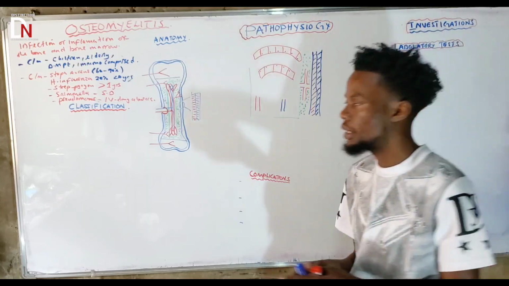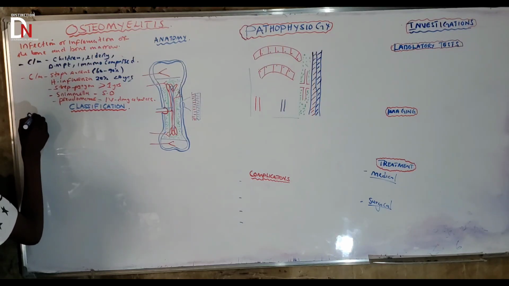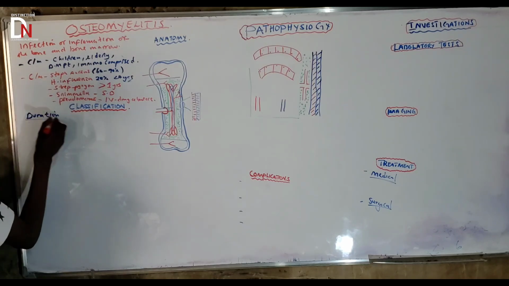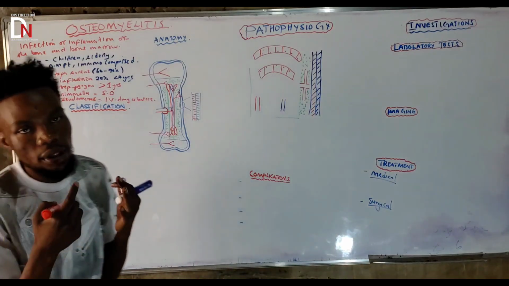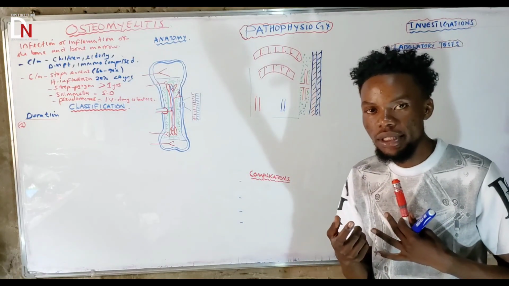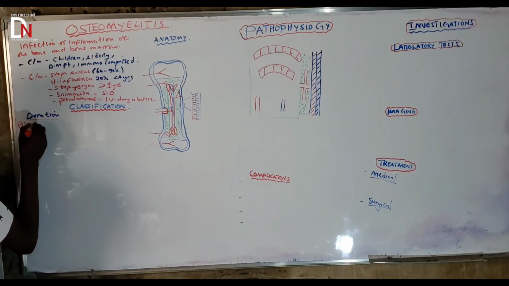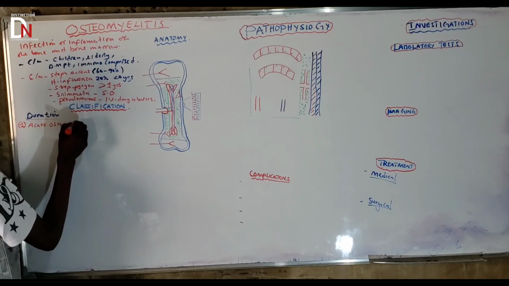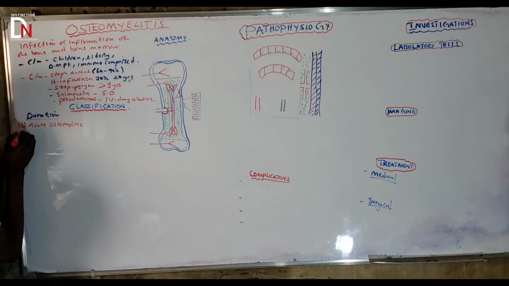We can classify osteomyelitis according to, first, duration. According to duration, there will be 4 types of osteomyelitis. The first one is acute osteomyelitis. And what is the second one?